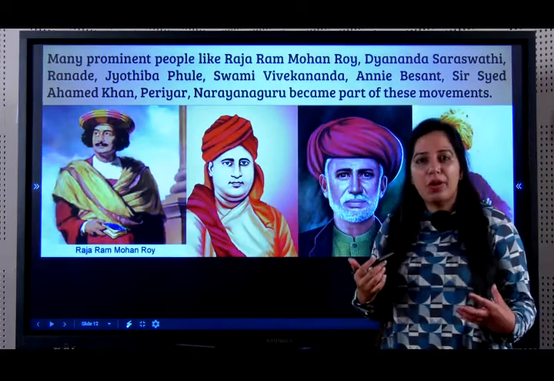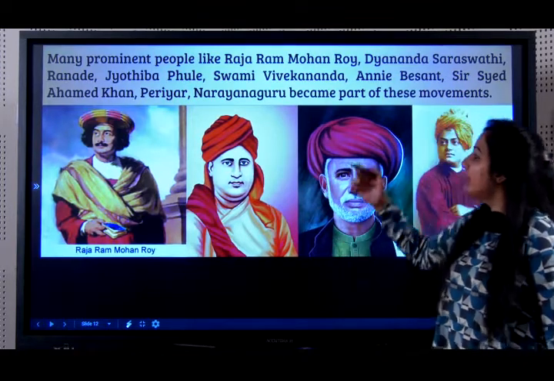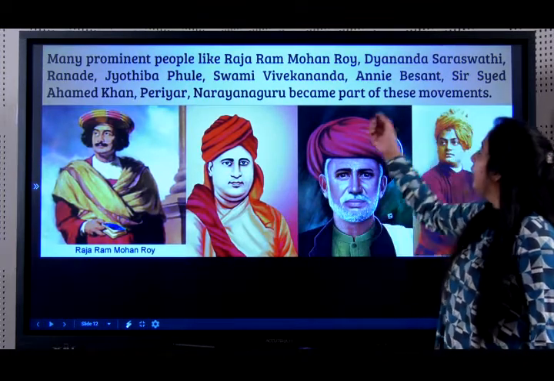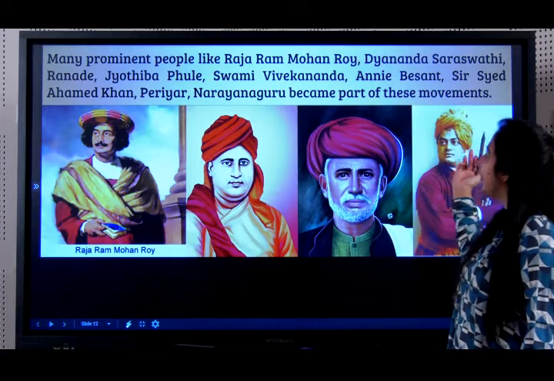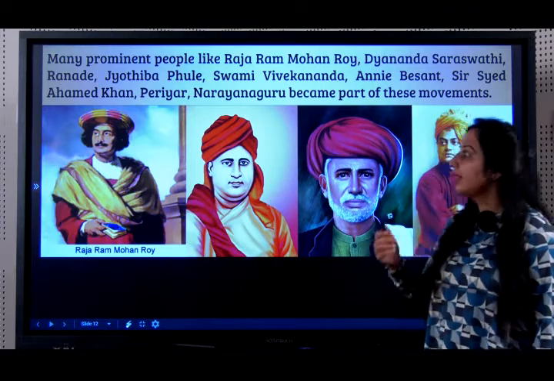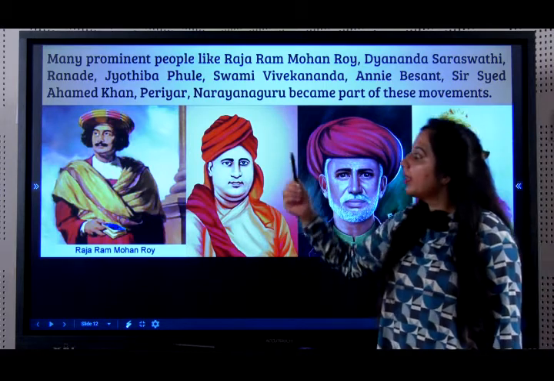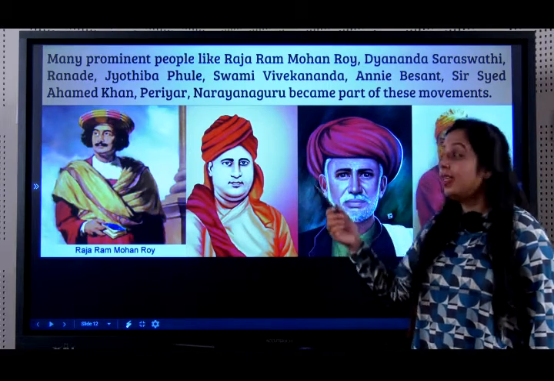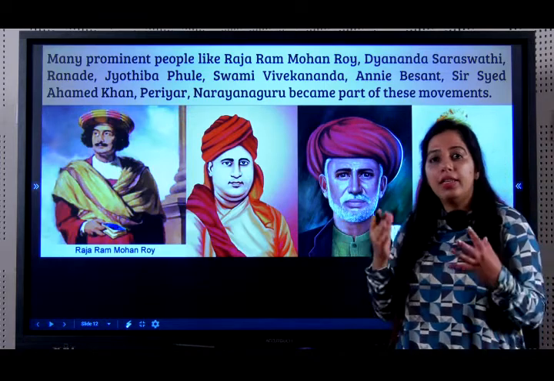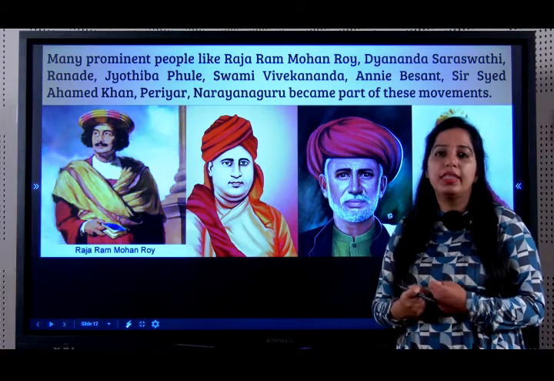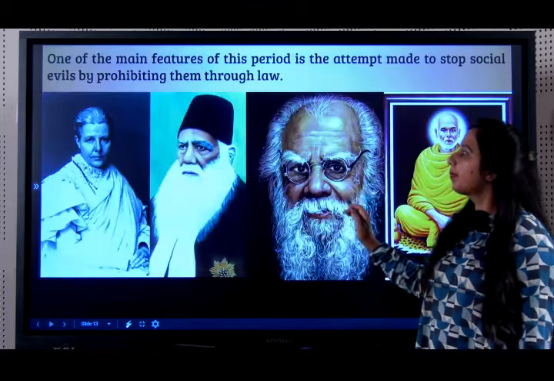Who are the most prominent or popular social reformers? Raja Ram Mohan Roy, Dayanand Saraswati, Jyotiba Phule, Swami Vivekananda, Annie Besant, Sir Syed Ahmad Khan, Periyar, Narayana Guru became a part of these movements. We will learn what each social reformer did in detail.